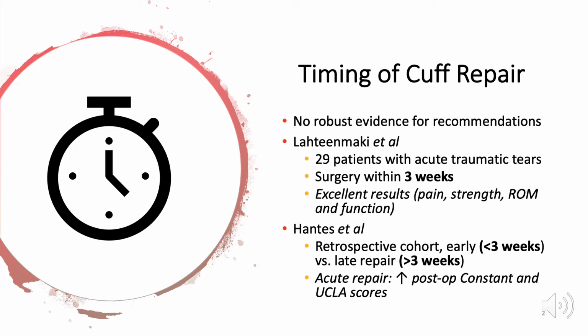And then Hantes et al. performed a retrospective cohort study, again looking at early, defined as less than 3 weeks, versus late, defined as greater than 3 weeks, repair for an acute traumatic rotator cuff tear. They assessed Constant and UCLA shoulder scores. Patient mean age was 55, and follow-up was between 34 and 38 weeks. And they identified a significant increase in post-op Constant and UCLA scores in the early repair cohort.